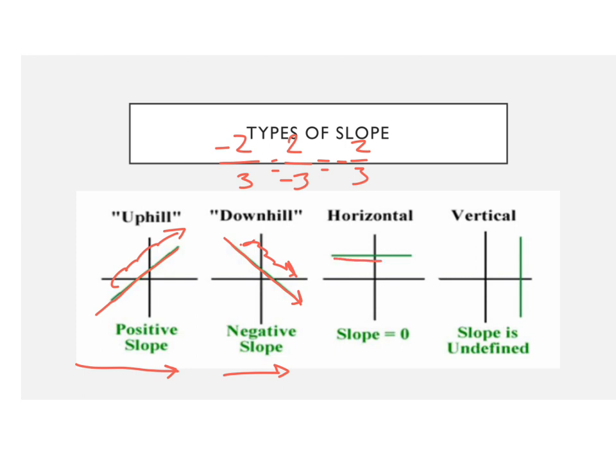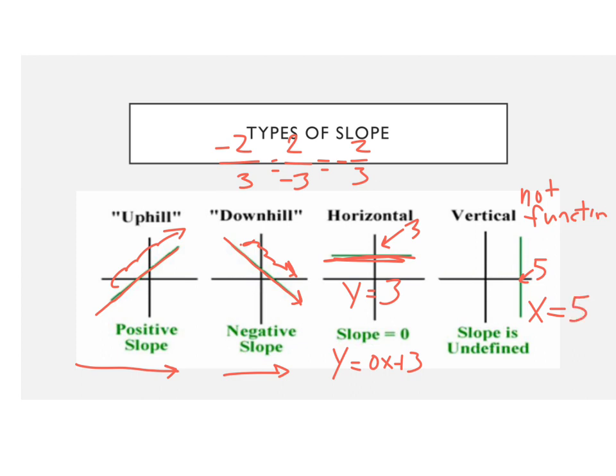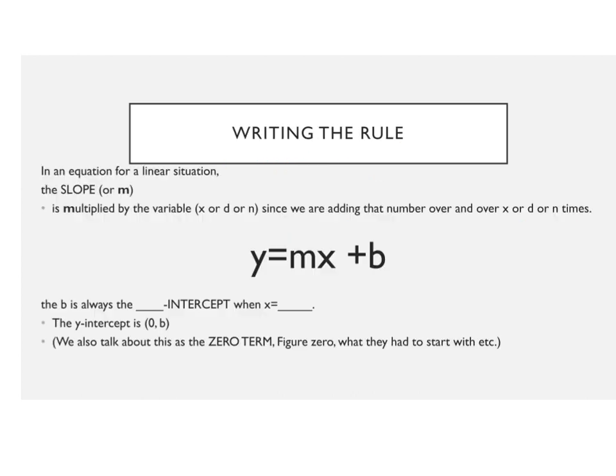Horizontal lines have a slope of 0, and we name them based on where they cross the y-axis. So if it crosses at 3, for example, we'd say y equals 3, or you could also write it as y equals 0x plus 3. We'll talk more about that in a second. And then slope is undefined. That's a special case that's not a function. And we just describe that line as where it crosses the x-axis. So let's say this one crosses at 5. The line would be x equals 5, and that describes a vertical line that goes through 5.